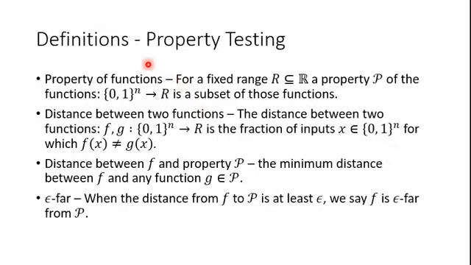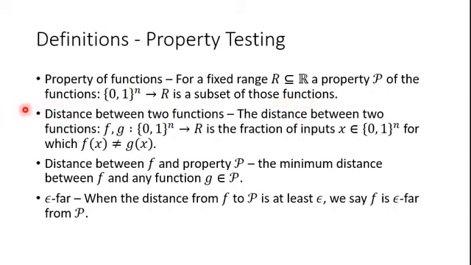First, we will discuss definitions for property testing. We're largely familiar with these from class, but we will go through these anyway. A property of functions: for a fixed range R in the real numbers, a property P of the functions from {0,1}^n to this range R is a subset of those functions.